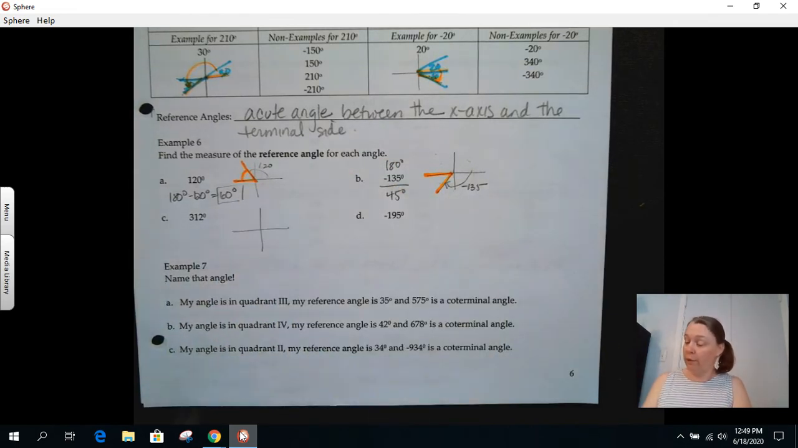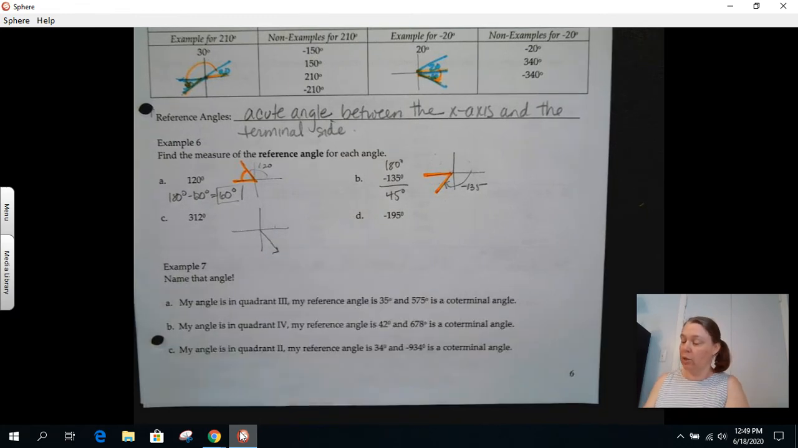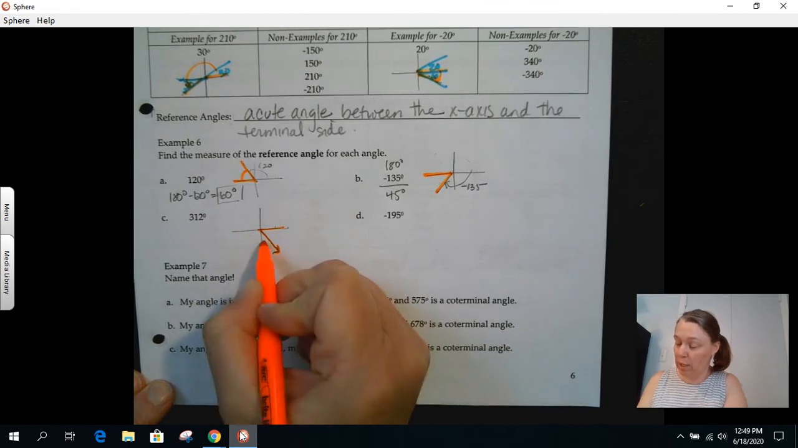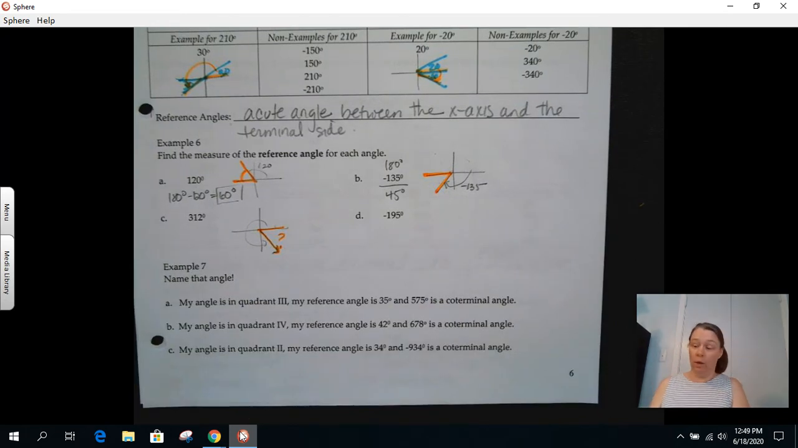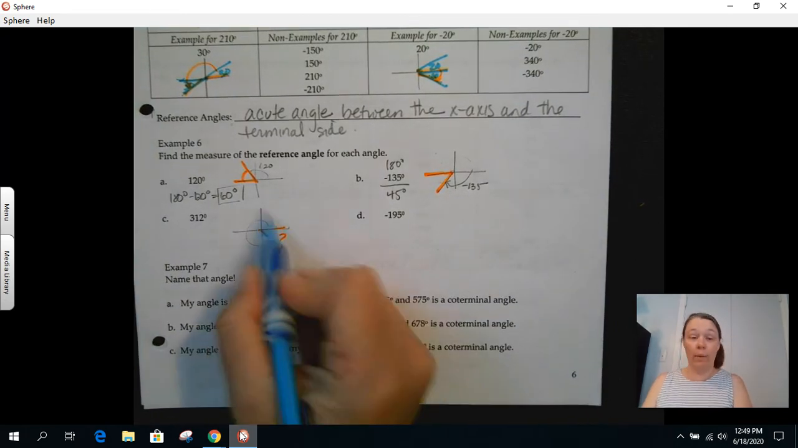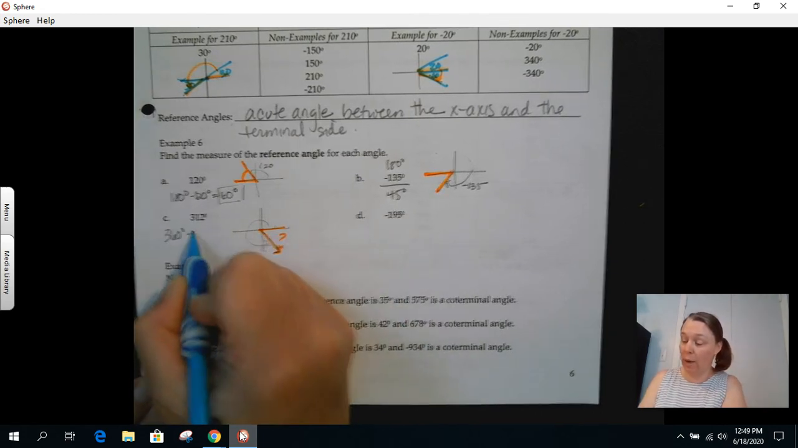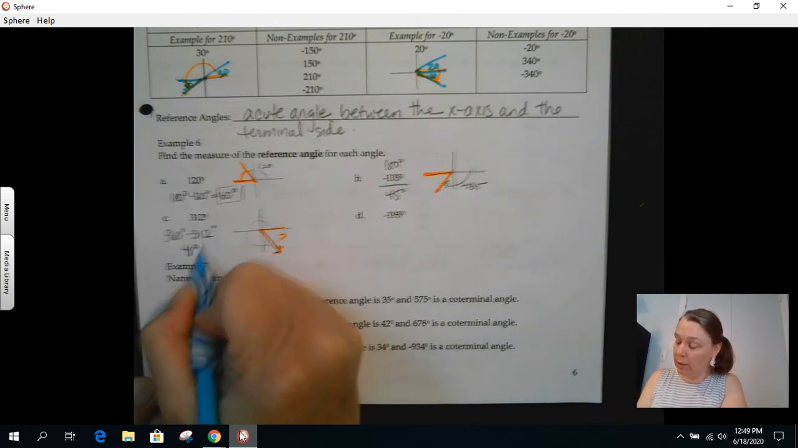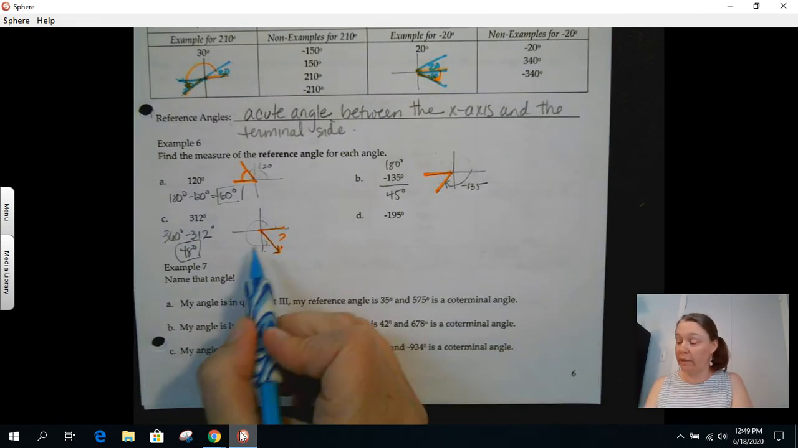Okay, 312. So 312 is somewhere over here, past the 270. This is my reference angle here. That was the original rotation. I want to know what that is. I know all the way around once is 360, and that was 312, so I'm going to do 360 take away 312. So here's an example where it doesn't have anything to do with the 180. That's 48 degrees.